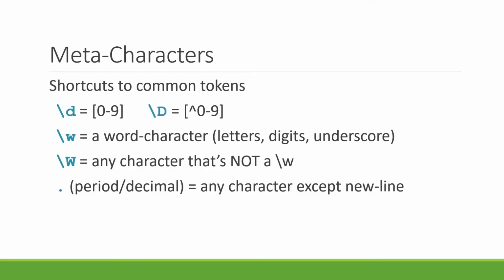Now we keep seeing the dot popping up in some of our conversations. The dot, or the period, or the decimal, is another meta character. It doesn't use a backslash. And this one will match anything except the new line character, which means pretty much anything. So it'll match any character that is not a new line character.